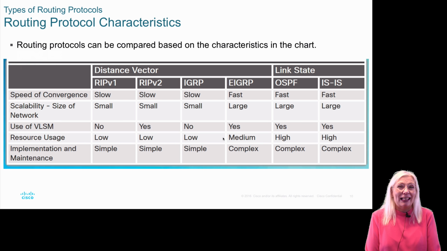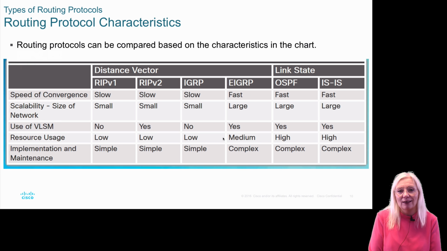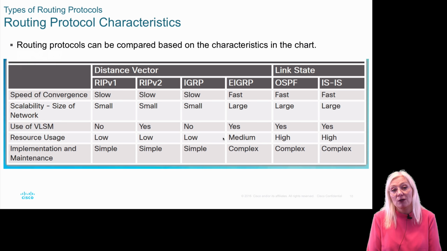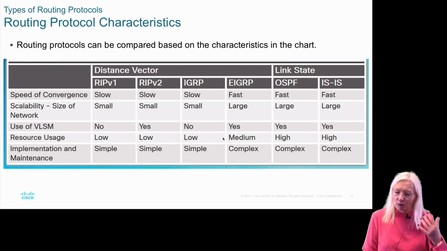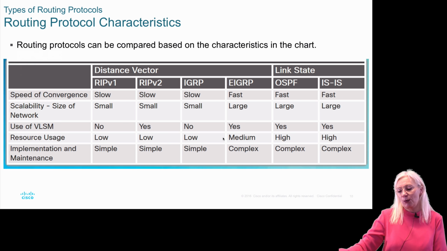The way it calculates the best path is very simple in RIP and IGRP. That's why the resource usage of the routers is low, whereas EIGRP and OSPF use more resources in the routers to calculate the best path of the different routes. When you look at how simple it is to implement, I think they are all quite simple, but EIGRP and OSPF have more parameters that you can change. So you have more opportunities when you are using these protocols.